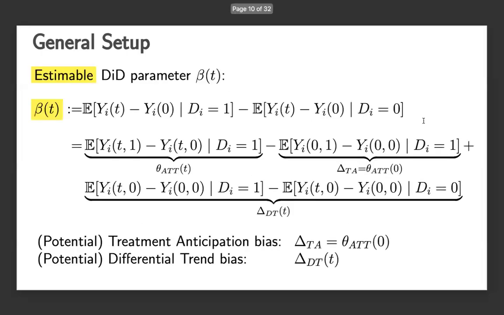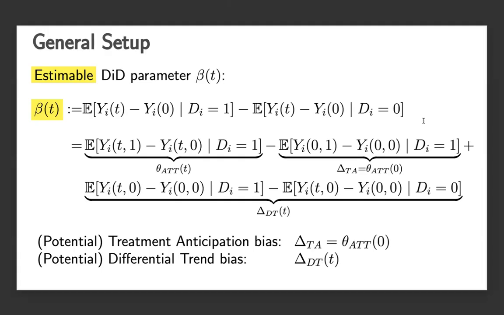Because ATT is not directly estimable, in DID research we usually estimate it via the DID parameter. The DID parameters are the differences in observed outcome between treated units, Di equals 1, and control units, Di equals 0, across time t and a reference time point. Here, the reference time point is 0. This is estimable, so usually we estimate ATT with DID parameters.